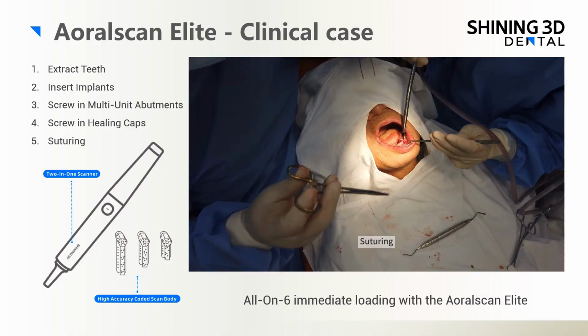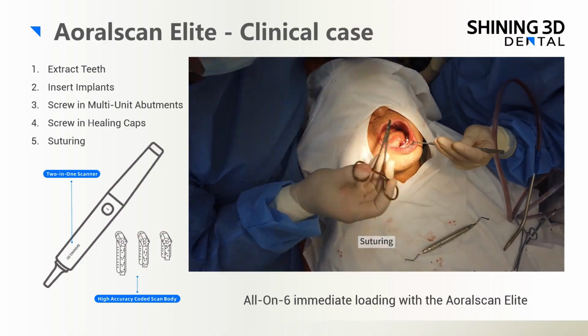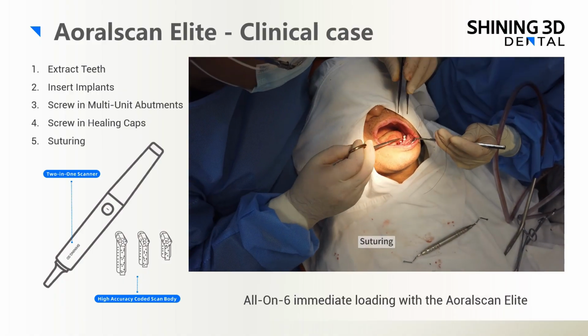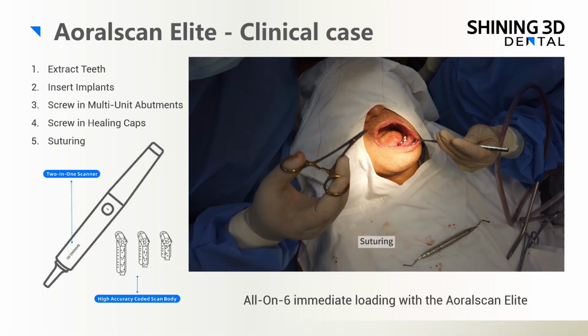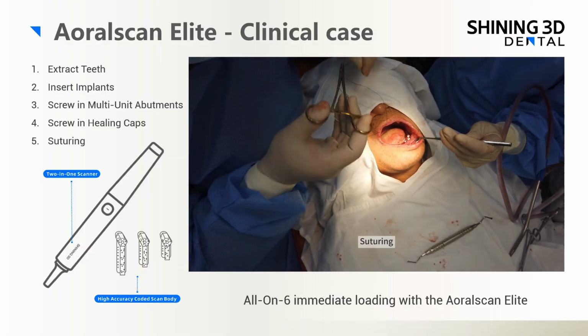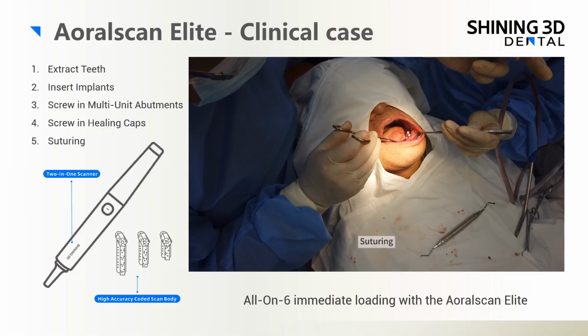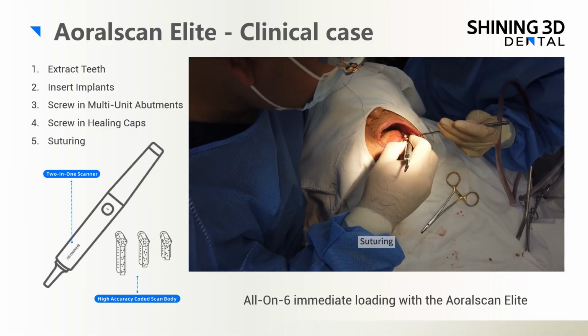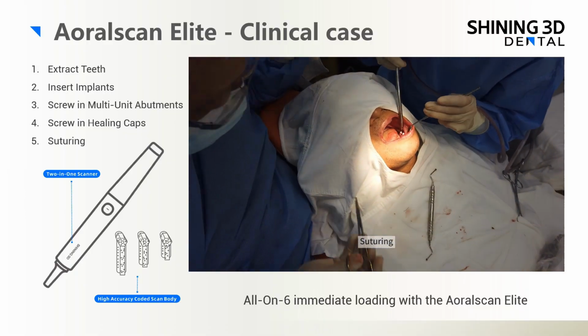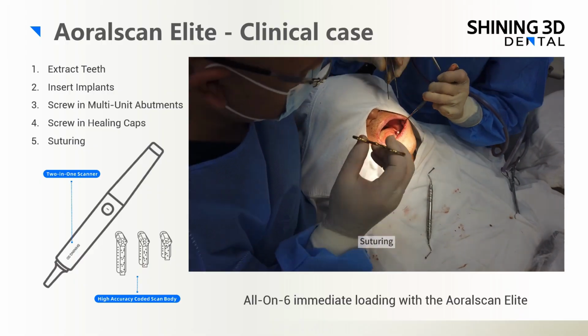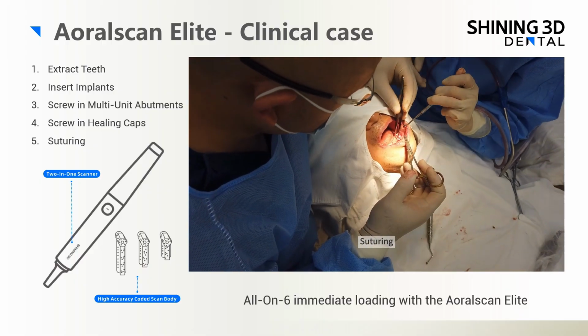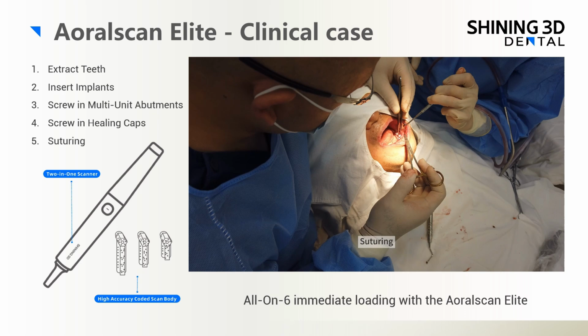Blood can make the soft tissue scanning very difficult for Aoralscan Elite and increase the challenge of aligning soft tissues with the implant positions as well. So that's why we always recommend a well-sutured case for this kind of all-on-6 or all-on-X case if you're doing the immediate loading.